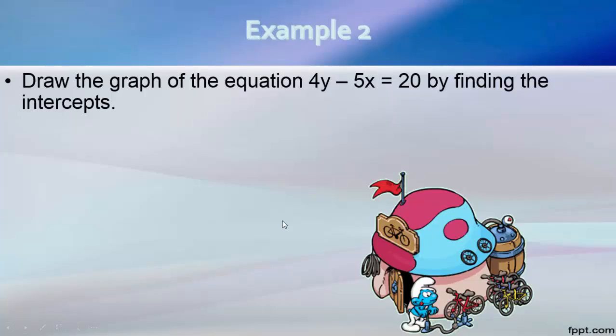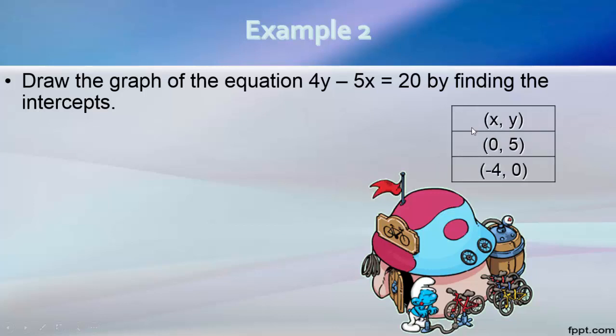Returning to the PowerPoint, we found the 2 points. When we set x is equal to 0, we got y is equal to 5. And when we set y is equal to 0, we got x is equal to negative 4. So these are our 2 points, and we plotted these 2 points.